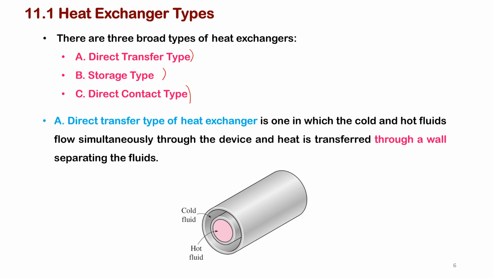The direct transfer type of heat exchanger is basically the simplest design. Here we have a cold fluid and a hot fluid that flow simultaneously across a device, and the fluids are separated by a wall. So you have double pipes, or two concentric pipes. One fluid is in one section, another fluid is in the annulus. The heat transfer occurs across the wall, but it is basically facilitated by convection.